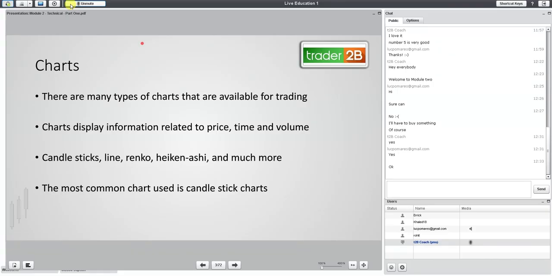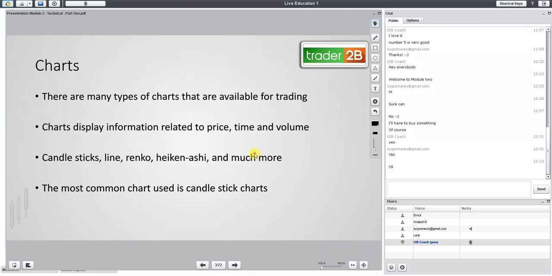Anyways, there are many, many different chart types. You have the typical line charts. You have the stick charts that represent the open, high, low, and closing. In addition to that, you also have the candlestick charts, which is probably the most popular form of charting analysis available. We also have Renko charts, Heikin-Ashi charts, and many, many more.